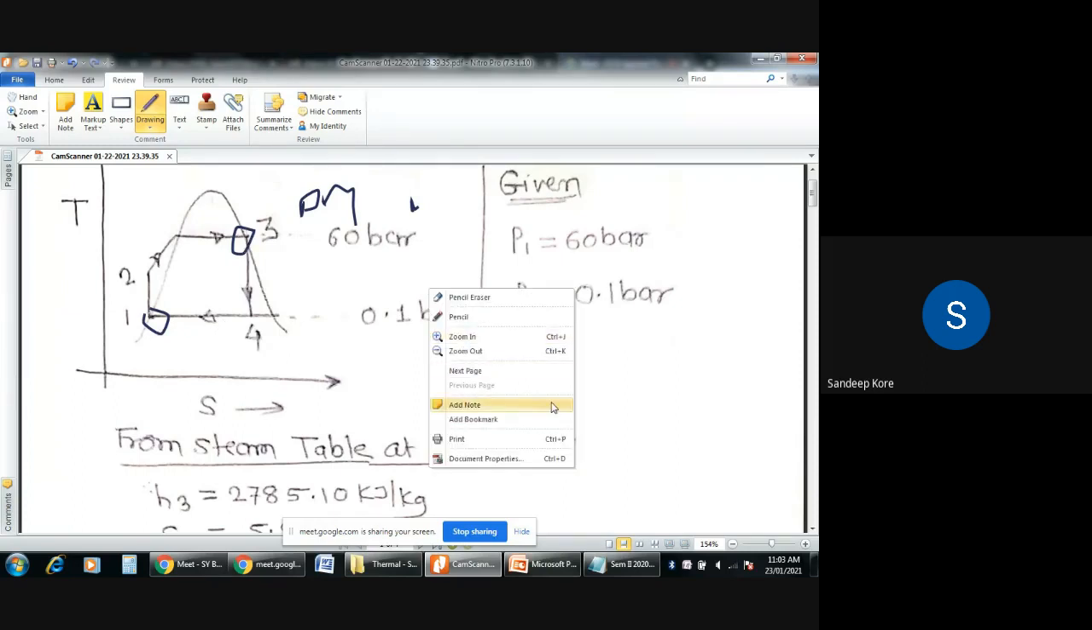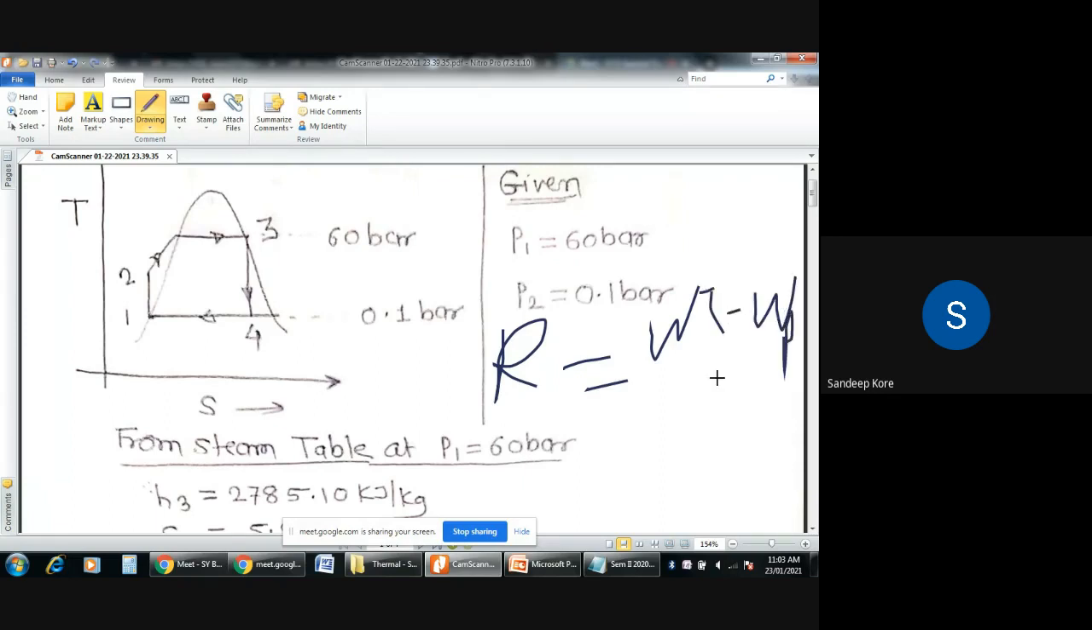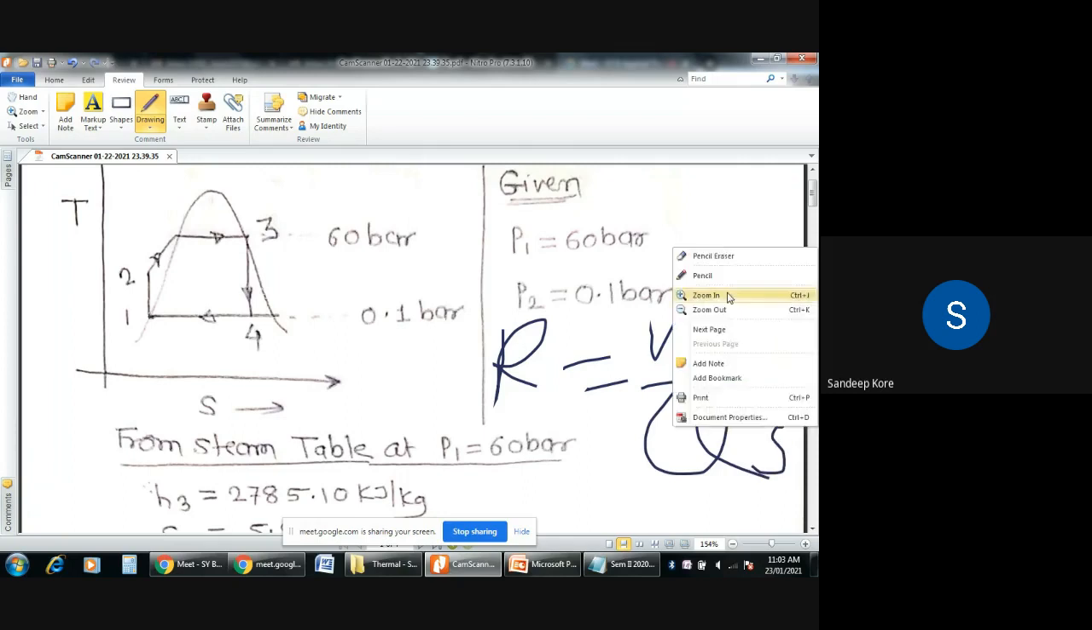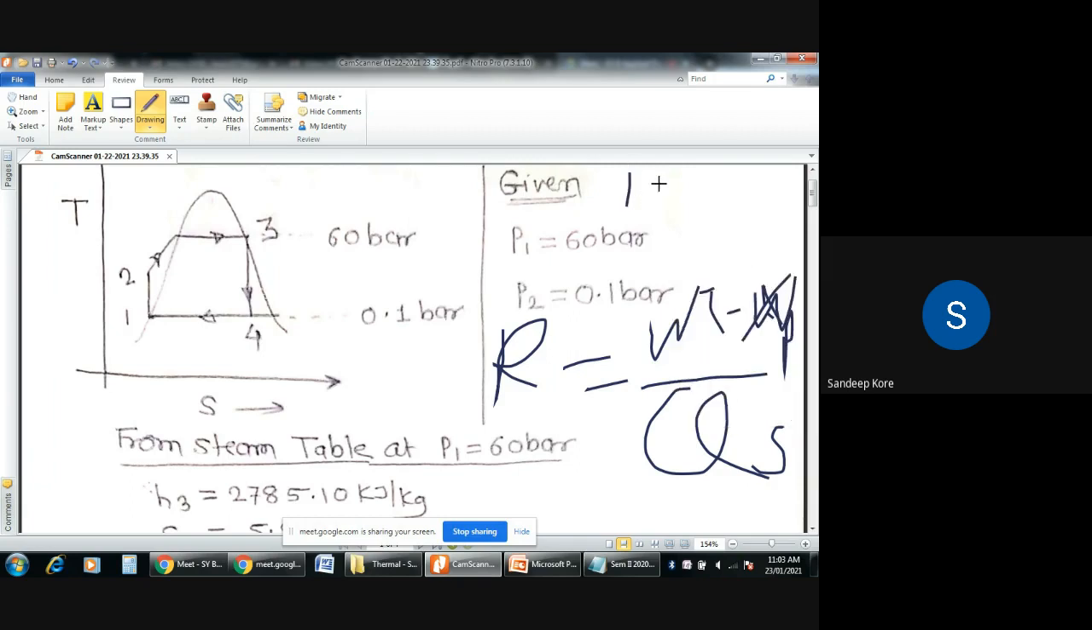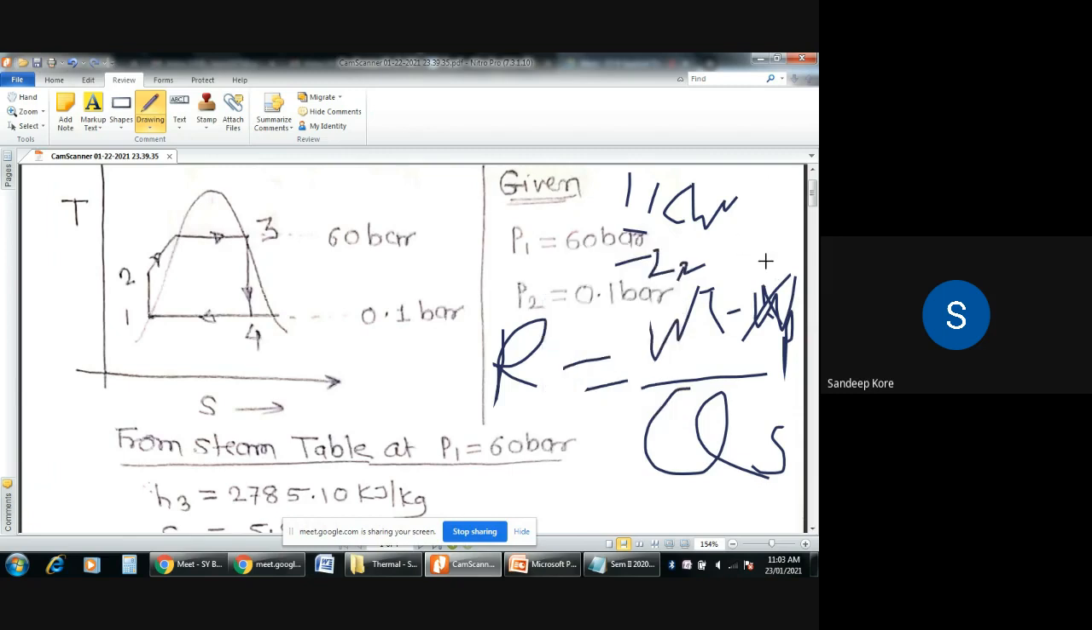Okay. So what we have to find out? We have to find the Rankine cycle efficiency. The formula for Rankine cycle efficiency is the turbine work minus pump work divided by heat supply. But we are neglecting the pump work in our scope. Why? Because pump work अगर 1 kilowatt है, तो we are developing power near about 250 megawatt. So compared to 250 megawatt, it is negligible.